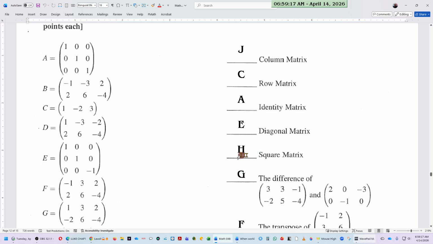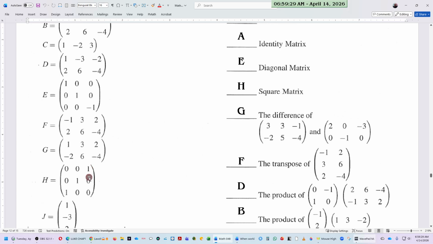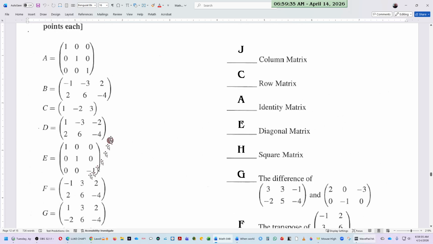So a square matrix would just simply be a matrix that has the same number of rows and columns. So we have already used A, we've already used E, we have H here, so that's the only one that's left that has the same number of rows and columns. So through process of elimination, we come across this because this is a square matrix and so is this.